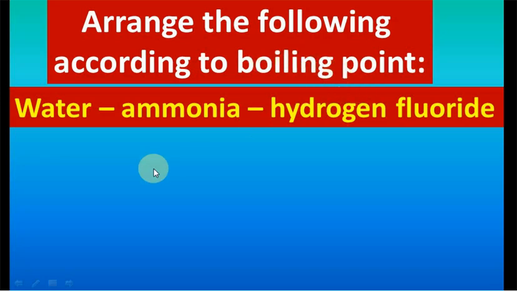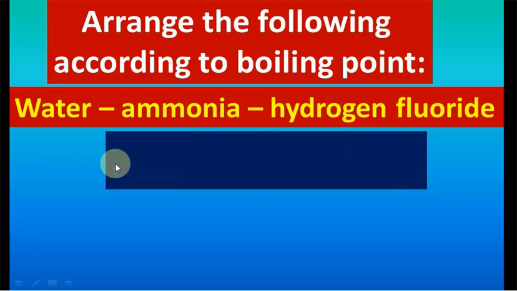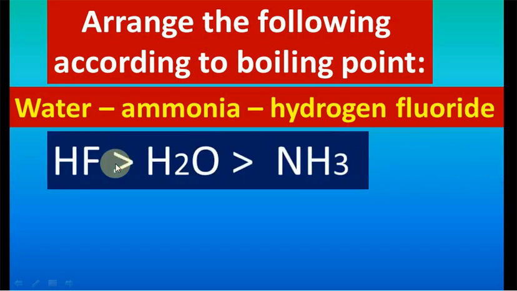So, water, ammonia, hydrogen fluoride. Hydrogen fluoride has a boiling point more than water, and water's boiling point is more than ammonia. Because H here has 2.1 in electronegativity. Electronegativity of H is 2.1, and H here is 2.1, H here is 2.1.